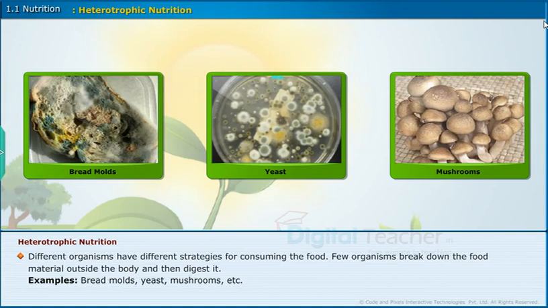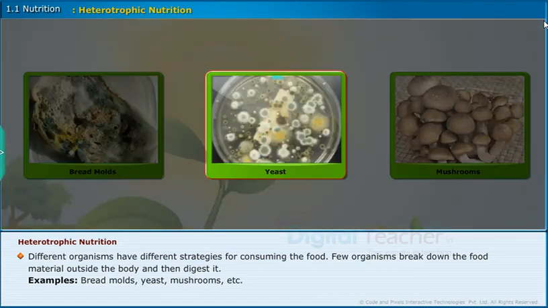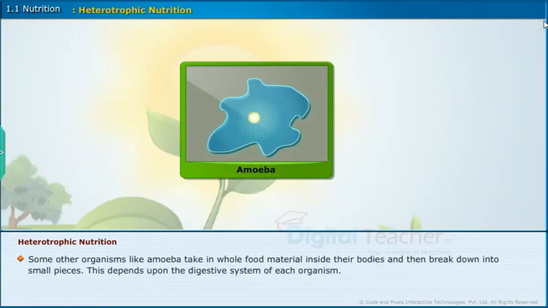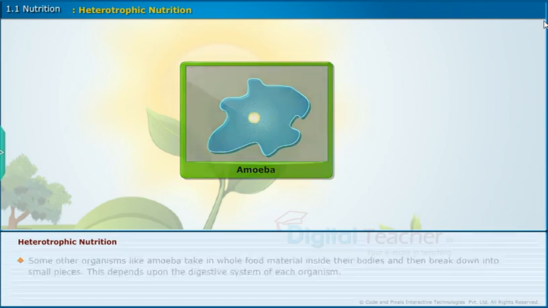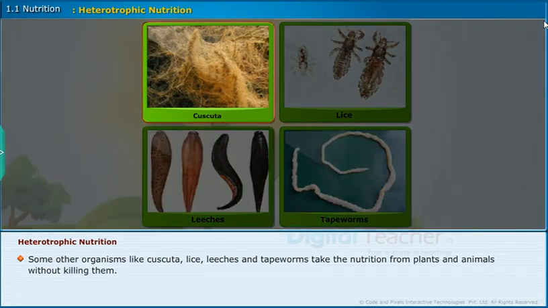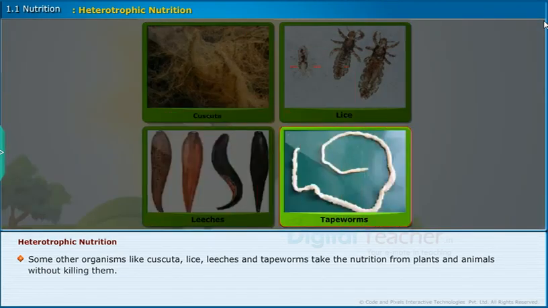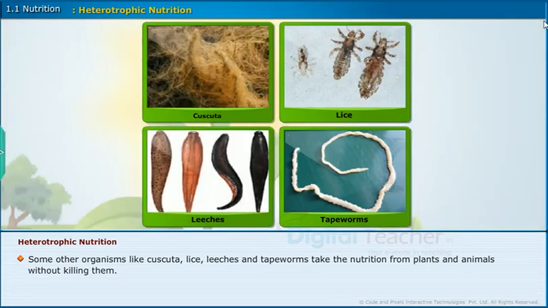Few organisms break down the food material outside the body and then digest it. Examples: bread molds, yeast, mushrooms, etc. Some other organisms like amoeba take in whole food material inside their bodies and then break it down into small pieces. This depends upon the digestive system of each organism. Some other organisms like cuscuta, lice, leeches and tapeworms take the nutrition from plants and animals without killing them.